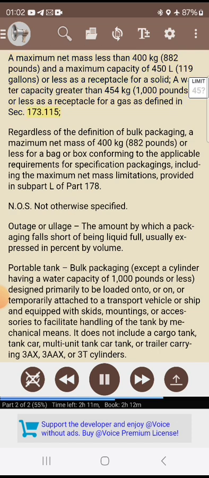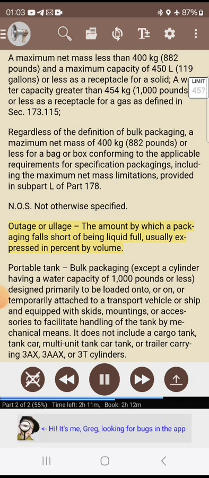173.115. Regardless of the definition of bulk packaging, a maximum net mass of 400 kilograms, 882 pounds, or less for a bag or box conforming to the applicable requirements for specification packagings, including the maximum net mass limitations, provided in Subpart L of Part 178. NOS, not otherwise specified. Outage or ullage, the amount by which a packaging falls short of being liquid full, usually expressed in % by volume.